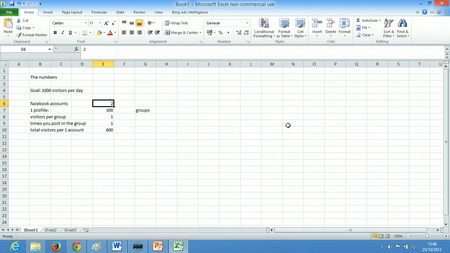So once you do that, you're going to have way more leverage, okay? If you have 3 Facebook accounts, and you were able to join 300 Facebook groups per 1 profile, so we're going to call it groups per 1 profile, now we can get 900 visitors, and if you post 2 times a day, look at this, we're already at almost 2,000 visitors a day, okay? So now the next question is, you're not going to be able to get 900 Facebook groups for one topic.